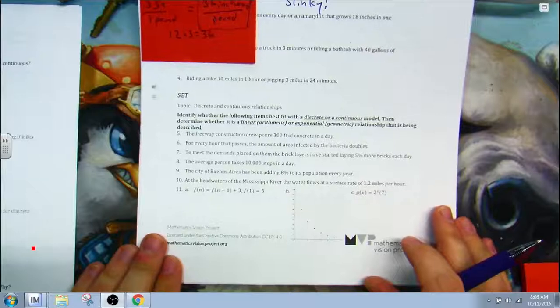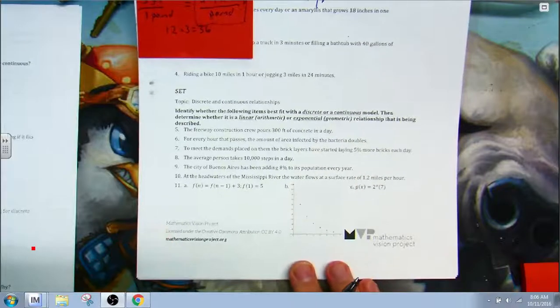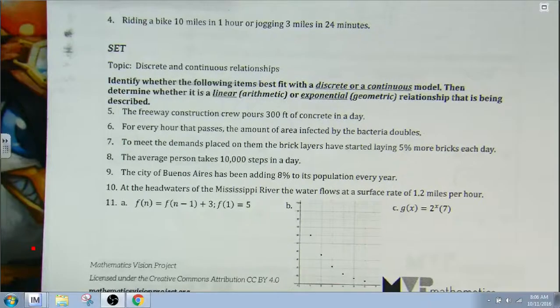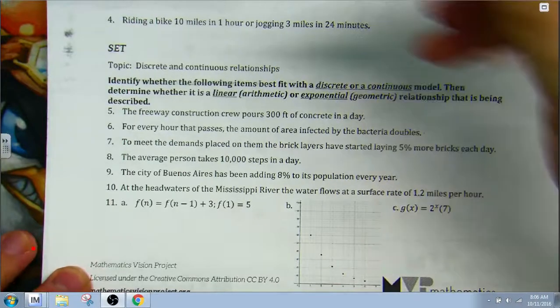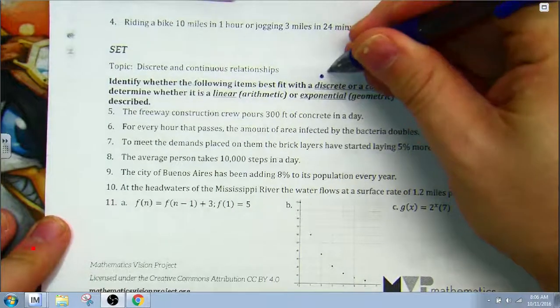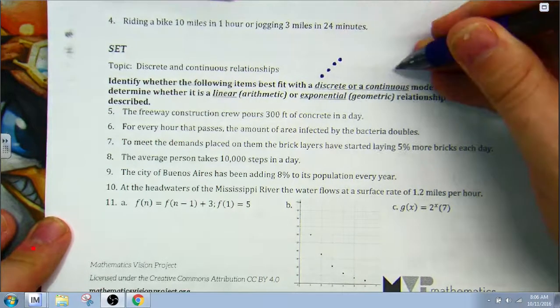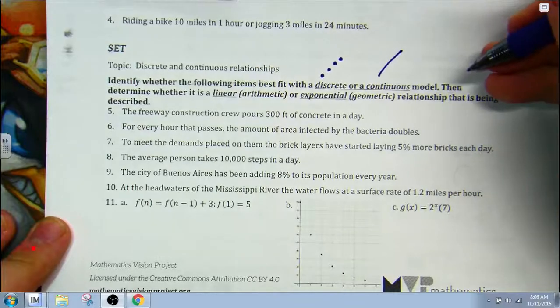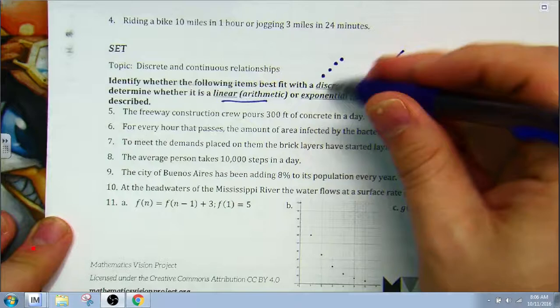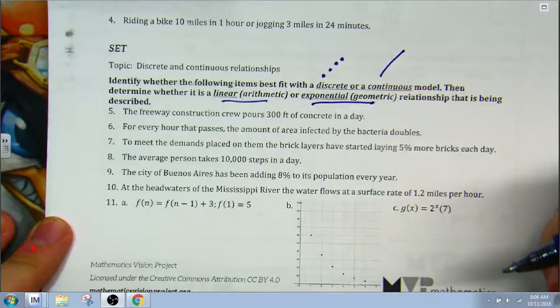All right, so here in the next section, we're looking for discrete and continuous relationships, and it wants us to identify whether the following items best fit a discrete, remember discrete would be dots, or a continuous, which would be a straight line. Then determine whether it's linear or arithmetic, exponential, otherwise known as geometric, relationship that is being described.